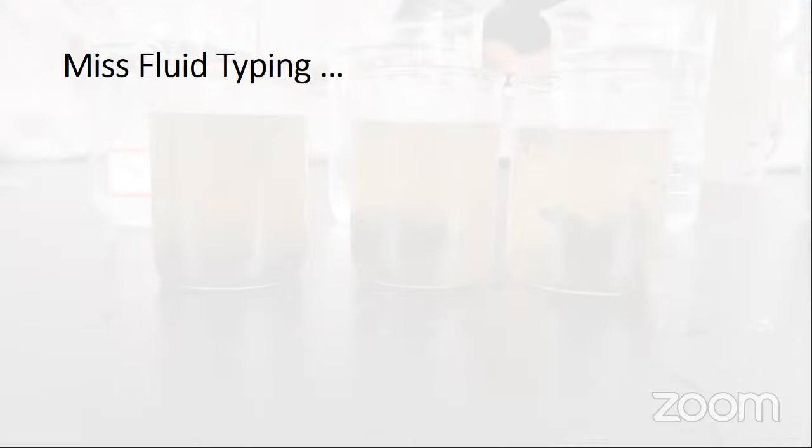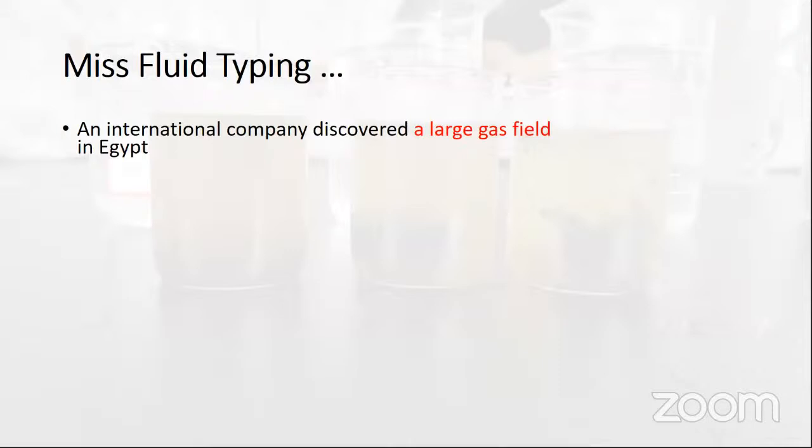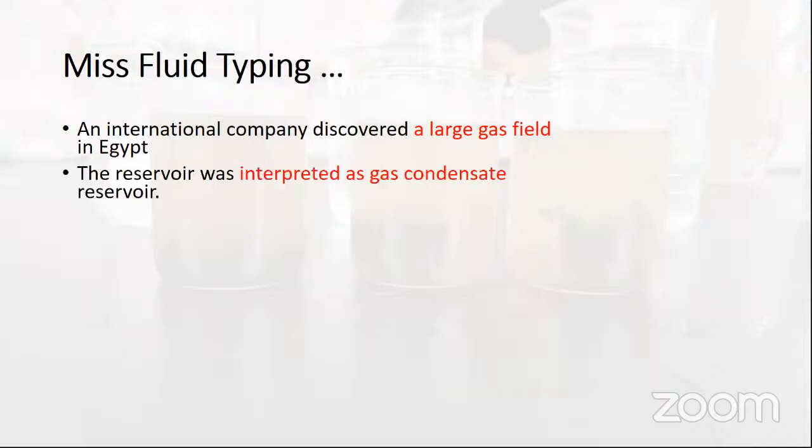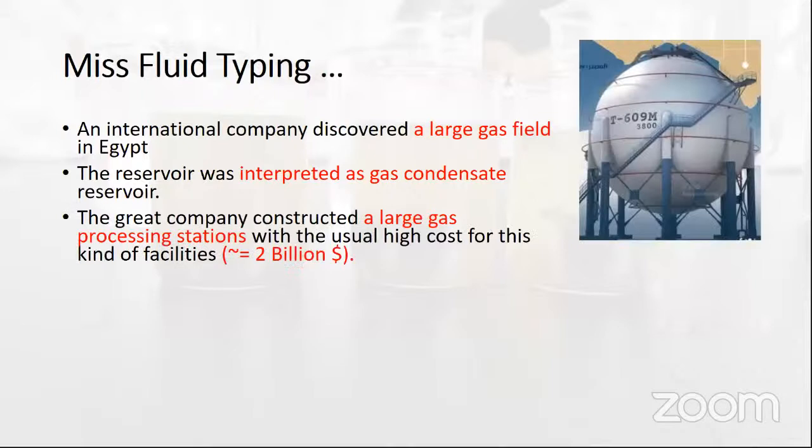So we have an actual case. An international company discovered a large gas field in Egypt. Okay, that's good, congratulations. But the reservoir fluid was interpreted as gas condensate. So we have a party: a gas reservoir with a huge amount of condensate, and the condensate has a high price, and we can make a great deal of money. So the company went to construct the gas processing plant. As we know, the processing facilities require a great deal of money. Actually, it cost about $2 billion to construct this processing area for the interpreted gas condensate.